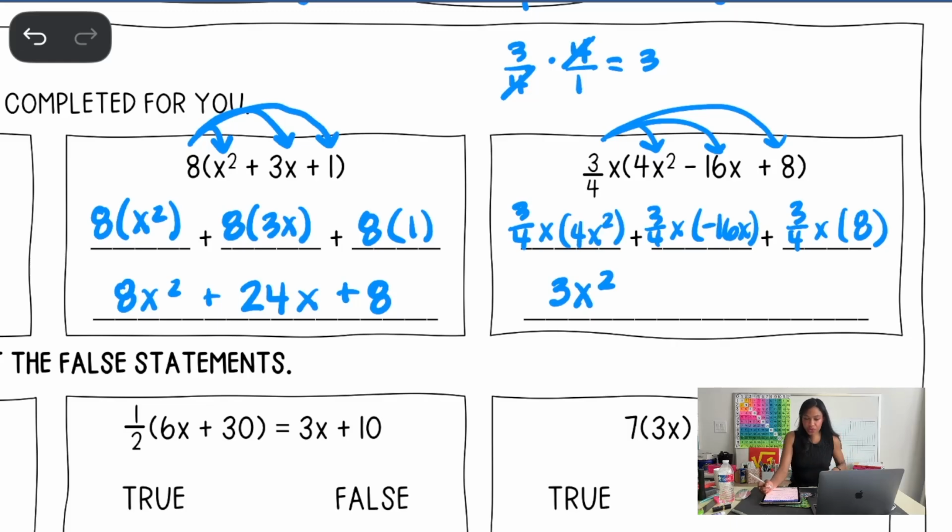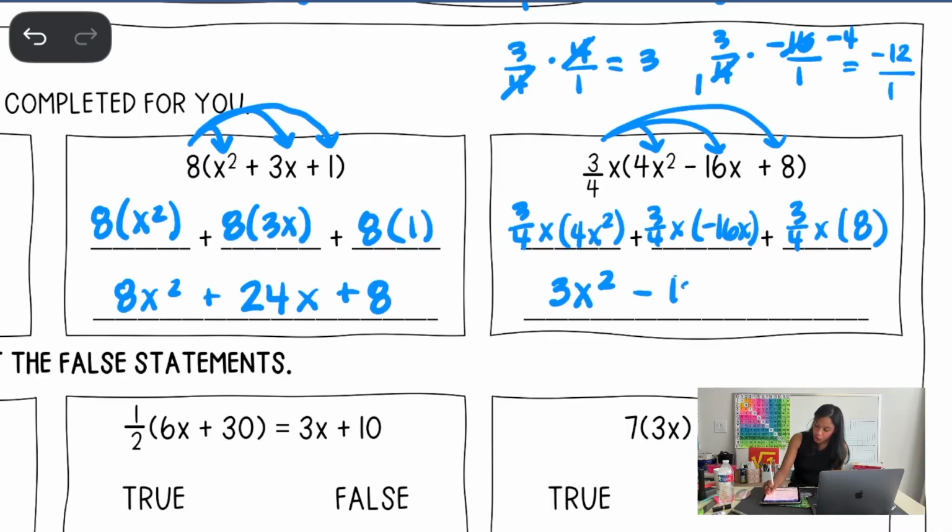So we want 3/4 of 4. Now we want 3/4 of negative 16. So I would say 3 over 4 times negative 16 over 1. I could cross simplify here, 4 and negative 16. This would simplify to 1. Negative 16 divided by 4 is going to be negative 4 over 1. So I've got 3 times negative 4 is negative 12 over 1. I'm not going to put a plus there, I'm going to put a minus. Put minus 12x squared.